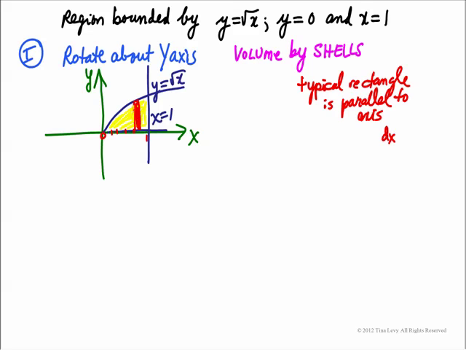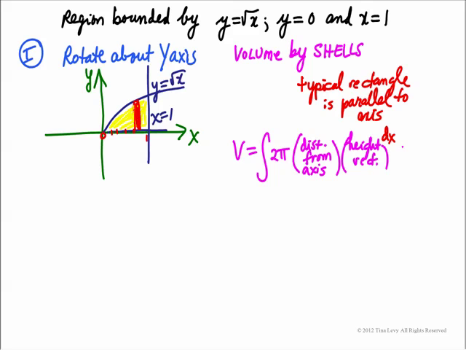To work this, I'm going to use my shortcut that the volume is 2 pi, the distance of the typical rectangle from the axis of rotation, and then the height of the rectangle, and this is dx. So the distance will be d and the height of the rectangle h, from a to b. So now I just need to see what d and h are.